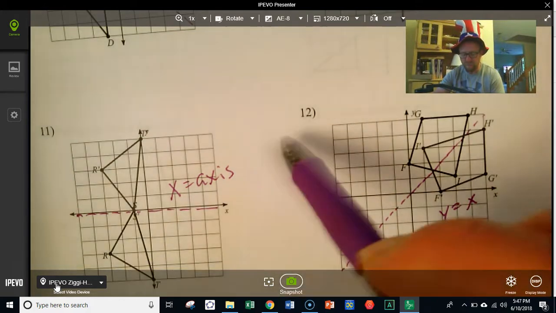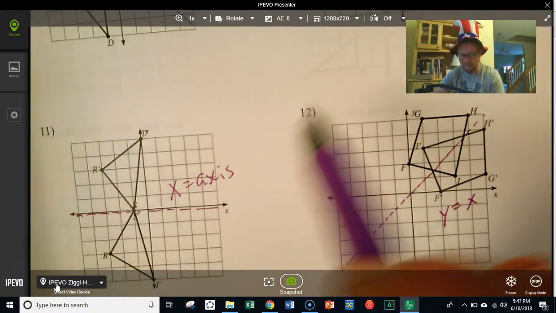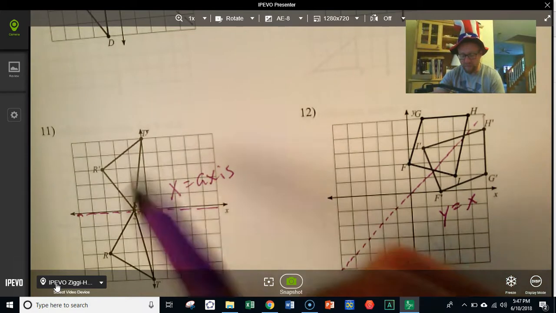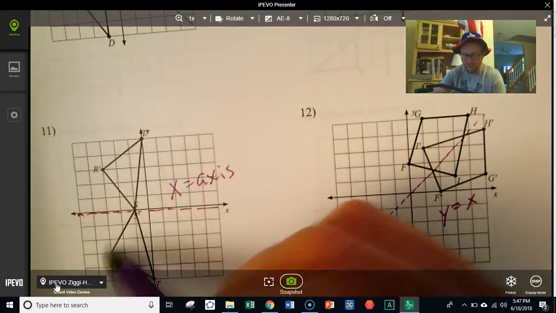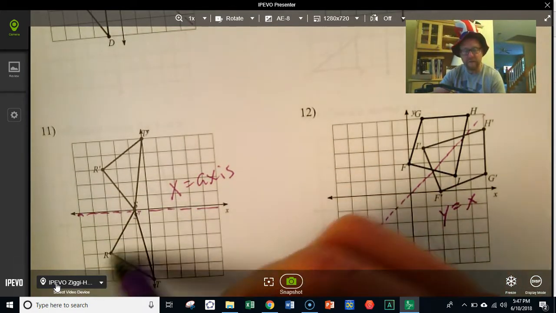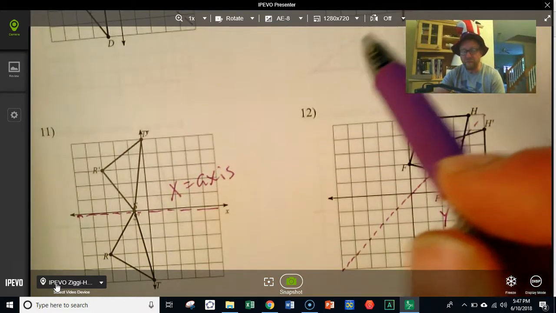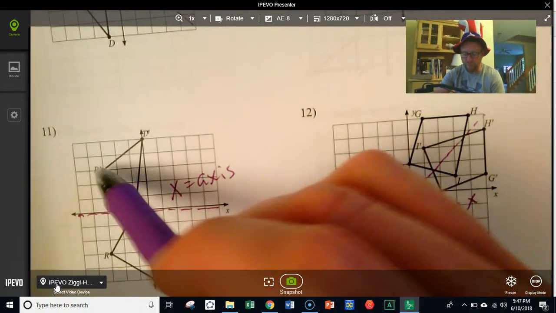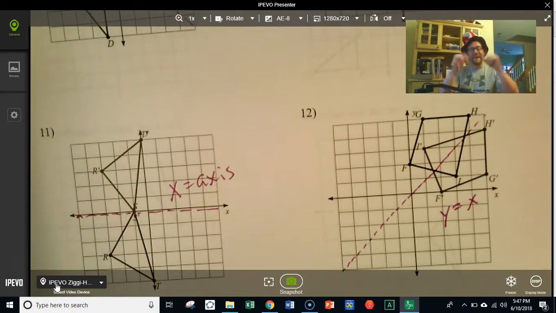Actually, it would work. It wouldn't be right. Well, you look at R. R would be right on the line, so 0 spaces from the line of reflection, and R prime would be 1, 2, 3 diagonals away. So every point needs to be the same distance to the line as its image is from the line. And if that fails, you've got the wrong line, and try something different. Okay? Good luck.